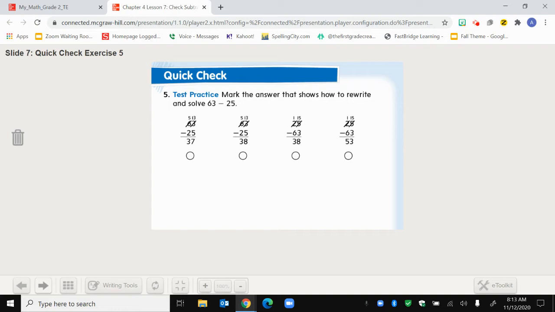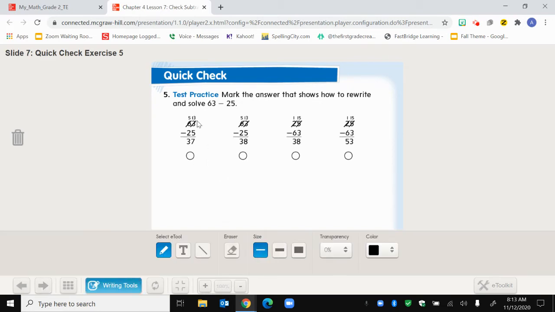All right, so let's just look to see if they rewrote it right first. So 63 minus 25. They'd put 63 minus 25. Oh, over here, 25 minus 63. Does this problem say 25 minus 63? No, it does not. So that can't be right, right? Same here, 25 minus 63. That can't be right.